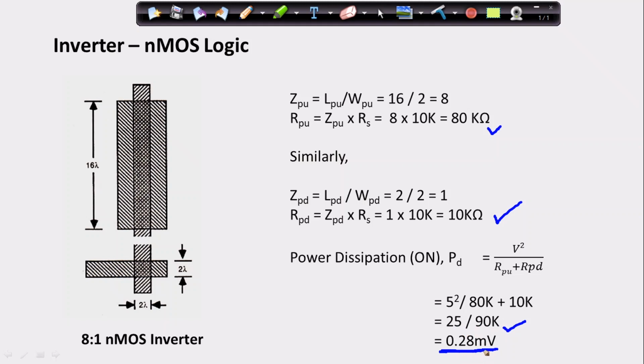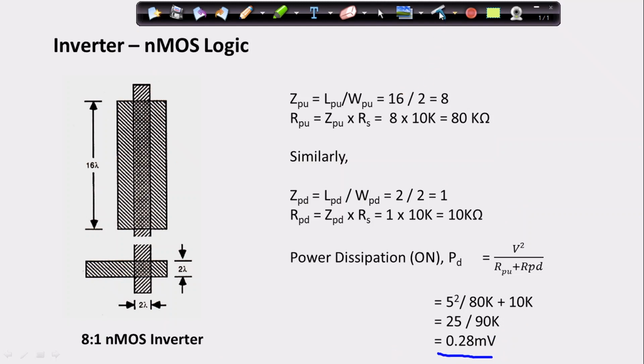If you take it on a calculator, it will give 0.277777 recurring 7, so we have rounded that off to 0.28 millivolt. In the similar way, the power dissipation of this particular 8:1 NMOS inverter is 0.28 millivolt.